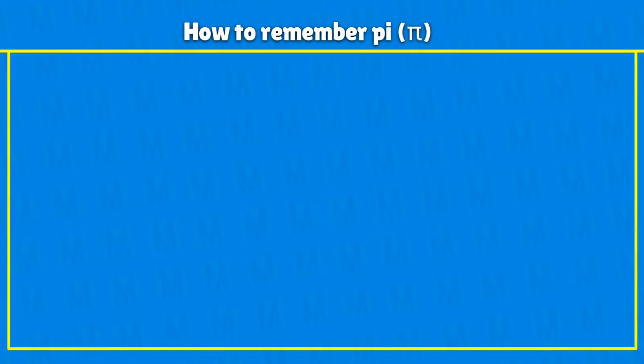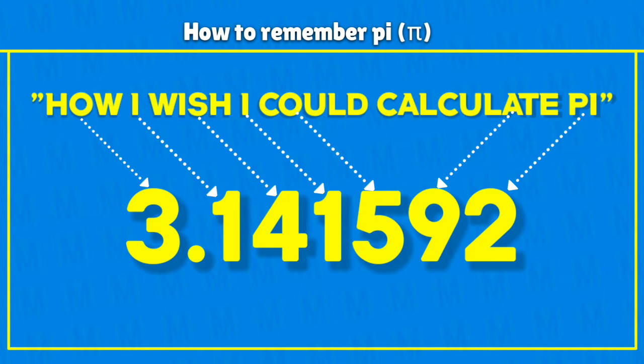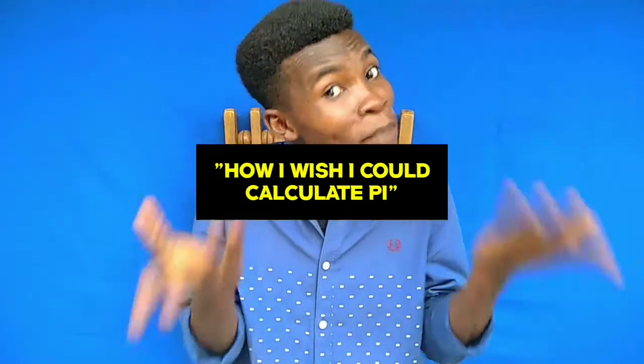Now, there are many students who find it difficult to remember the first 7 digits of pi. Okay, let me ask you a question. What are the first 7 digits of pi? Time up. To remember the first 7 digits of pi, count the number of letters in each word of the sentence: How I wish I could calculate pi, which is 3.141592. Simple. And now, whenever your teacher or classmate asks you about the numerical significance of pi, just say, how I wish I could calculate pi.